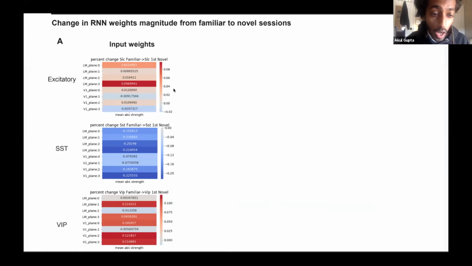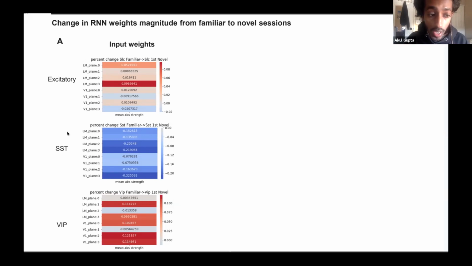The first thing I'm going to focus on is excitatory weights. We have 8 planes here. Like I said, 4 planes in LM, 4 planes in V1. What I'm showing you here is the percent change from familiar to novel. So we're looking at what's changing from the familiar session going on to the novel session. And we can see here, the thing that stands out is in deep LM, we see a strengthening of weights for the excitatory cell line.